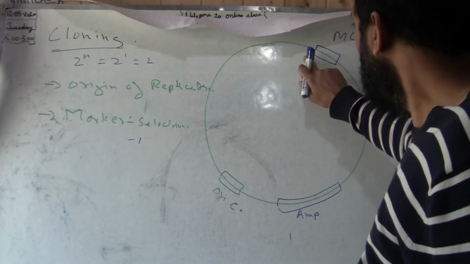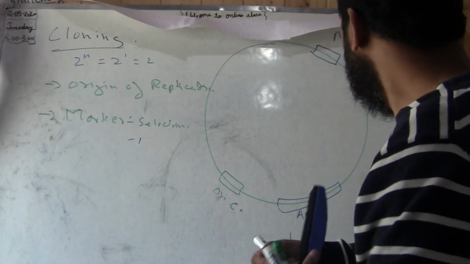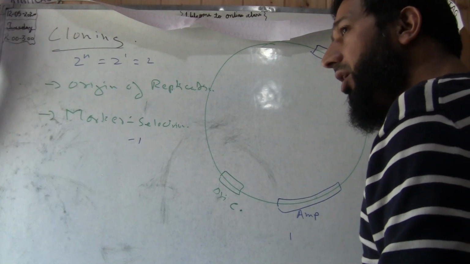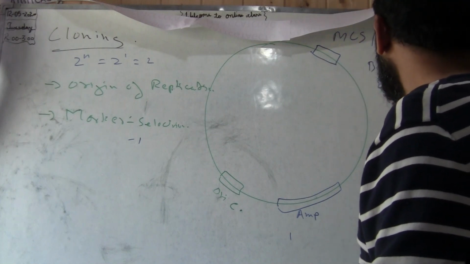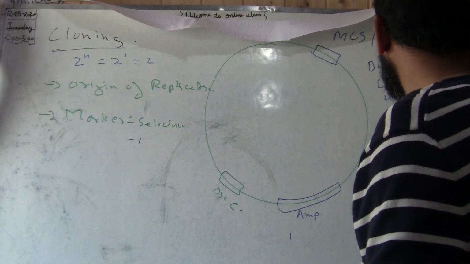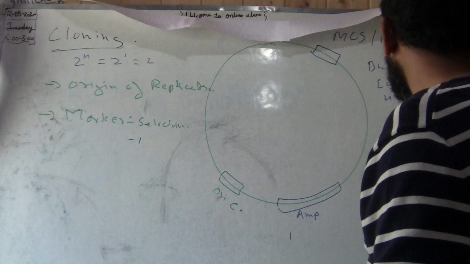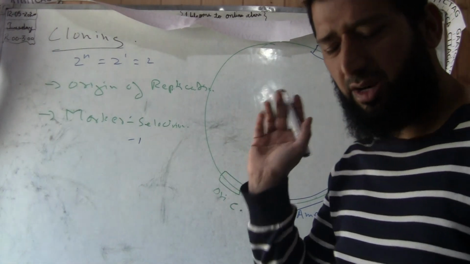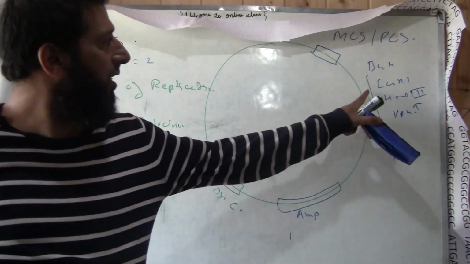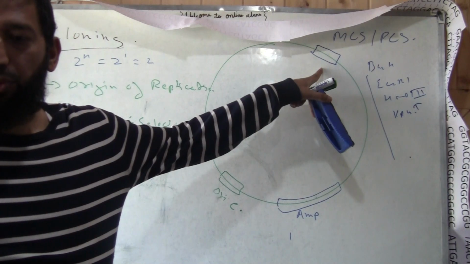This multiple cloning site has restriction sites, like it has a site for BamHI, EcoRI, HindIII, KpnI, and many more. There are hundreds of restriction enzymes. So you have these many restriction sites here in the MCS or the polycloning site.